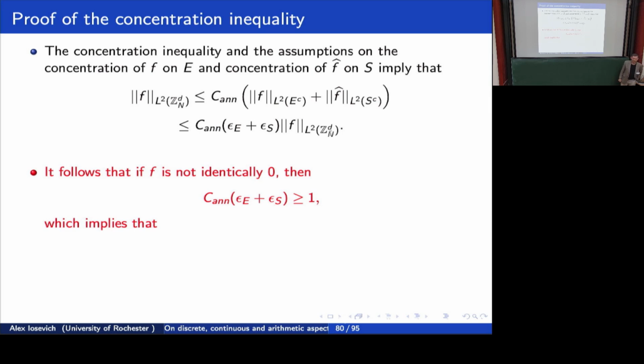This is elementary school level deduction. Nevertheless, it's again an illustration of the power of the annihilation inequalities. You get lots of things for free. Okay? So you get that epsilon E plus epsilon S is bounded from below by 1 over the annihilation constant. So the smaller the annihilation constant, the more powerful this result is.